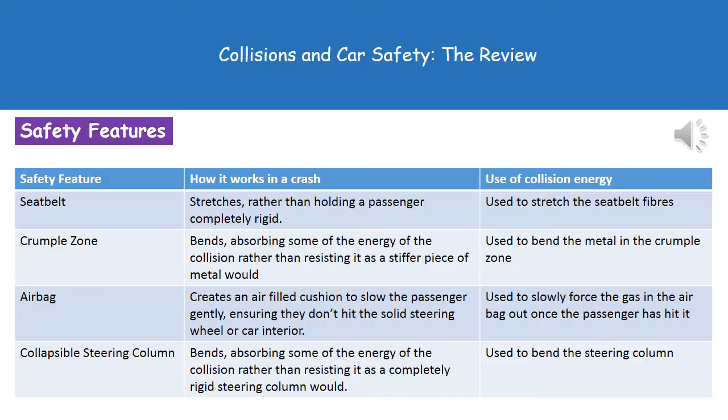Final one that we're going to look at here is the collapsible steering column. Again, this is specially designed so that in the event of a collision, it's going to bend. That means that it's going to absorb some of the energy of the collision, as the resistance goes into bending the steering column itself.